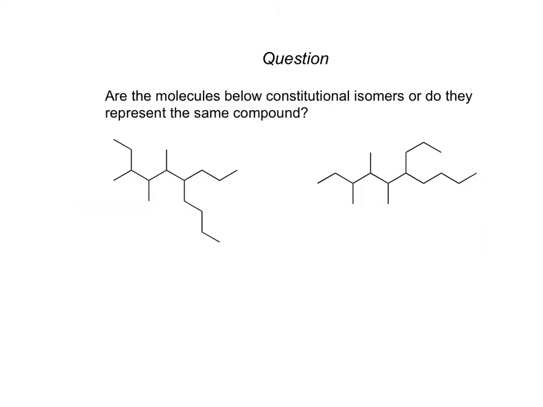Okay, so with that, I want you guys to give this one a shot. So I have 2 different molecules here, and I want to know, are these guys constitutional isomers? Are they different compounds? So again, this means that they are different compounds, but with the same molecular formula. Or do they actually represent the same exact compound, just repeated?